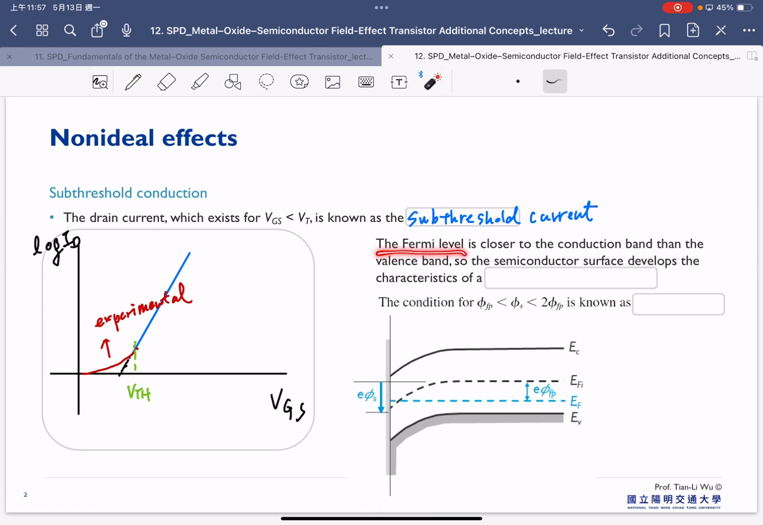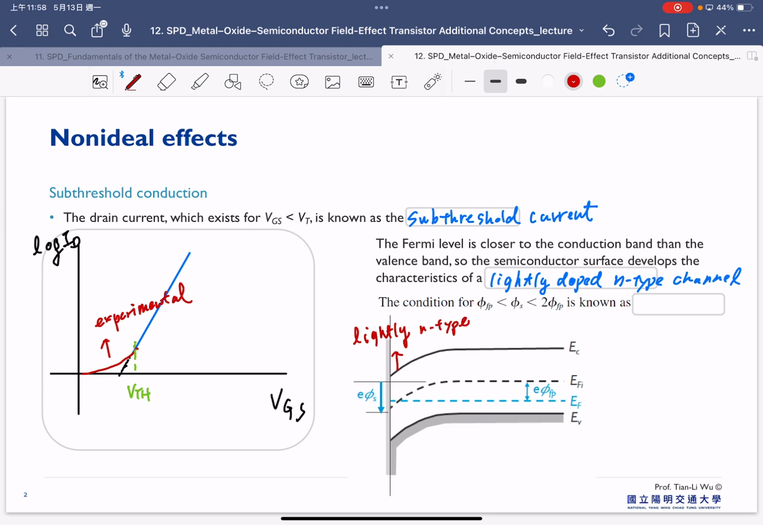The Fermi level is closer to the conduction band than the valence band. This is because even though we haven't reached the inversion condition, your EF is already close to your conduction band, and far away from your valence band. Therefore, this surface becomes a lightly doped N-type channel. So it's already kind of a lightly N-type region here.